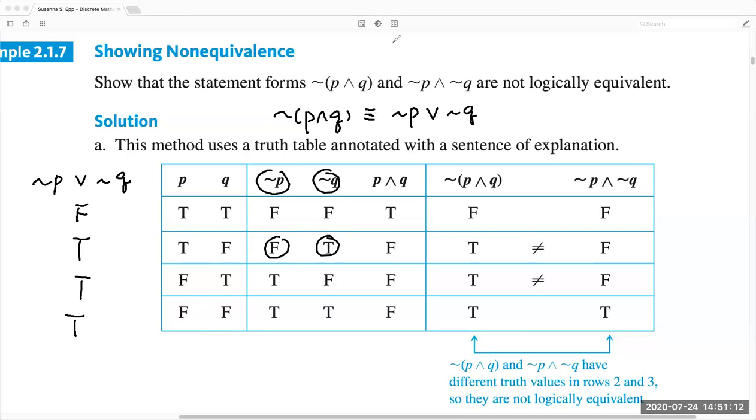Okay, so right now you can see that this column has the same truth value as this column. So what does it mean? It means that these two statements are logically equivalent.